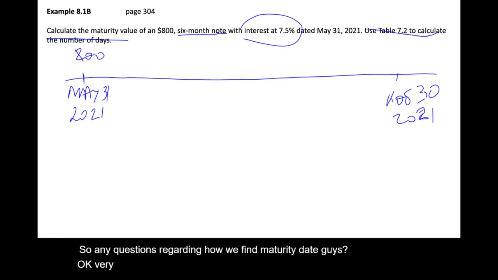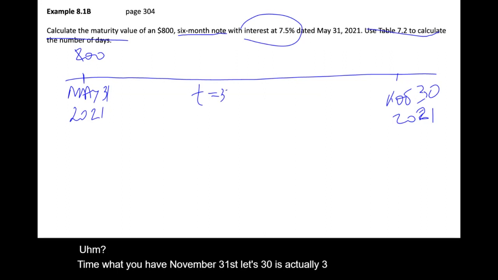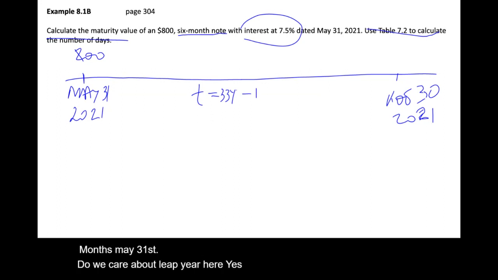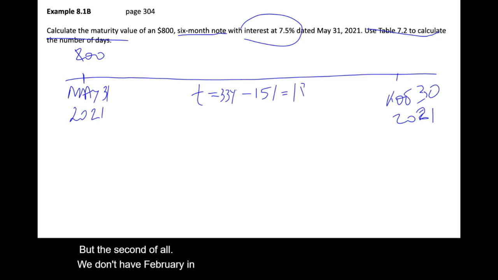Okay, very good. So, what do we have: November 30th, 334, minus May 31st. Do we care about leap year here, yes or no? No, right? First of all, it's not a leap year, but second of all, we don't have February in our interval, so we don't care.